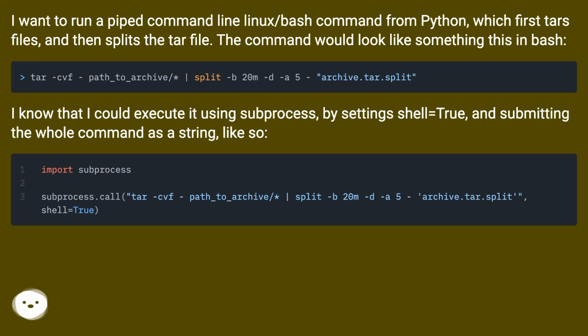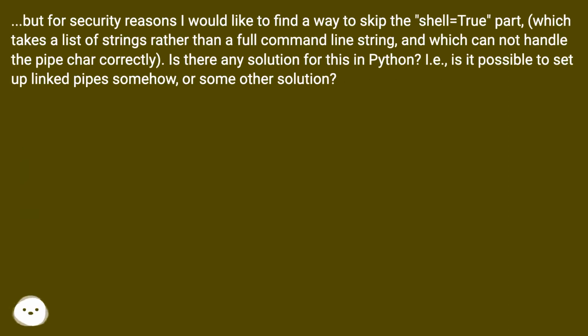I know that I could execute it using subprocess, by setting shell equals true, and submitting the whole command as a string, like so. But for security reasons I would like to find a way to skip the shell equals true part, which takes a list of strings rather than a full command line string, and which cannot handle the pipe char correctly.